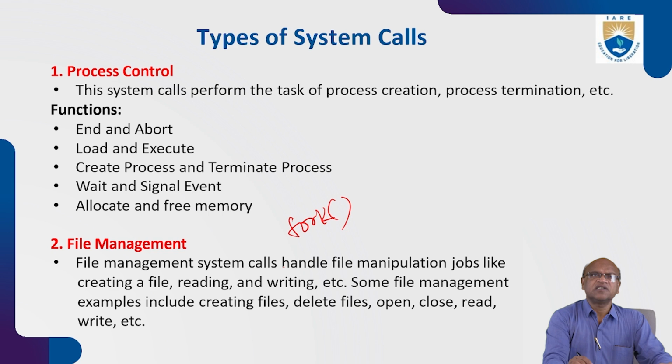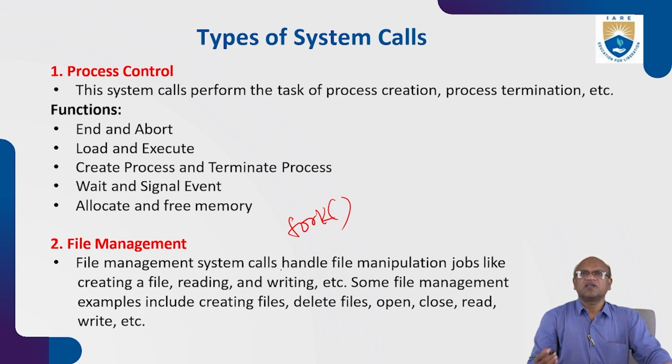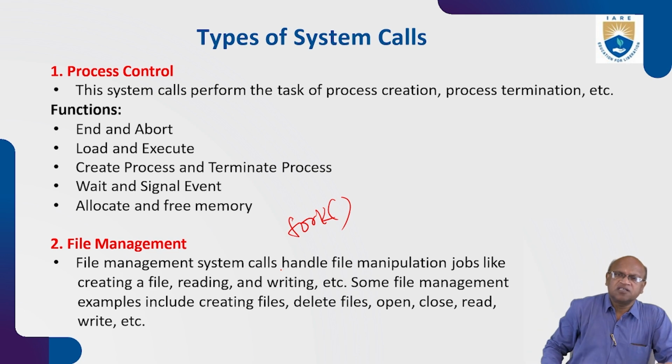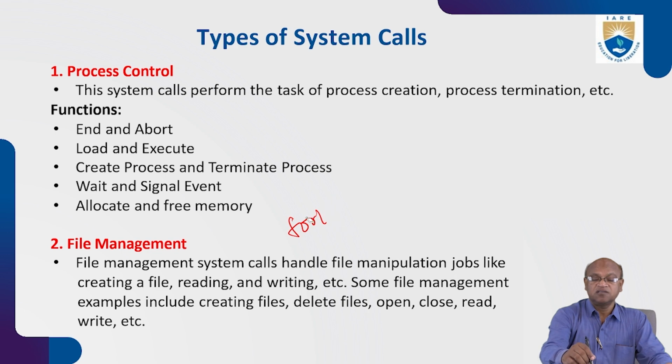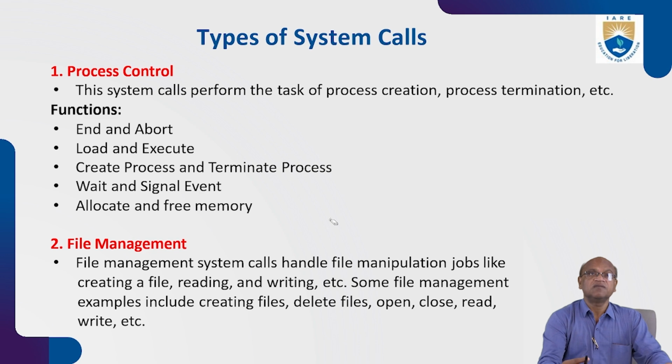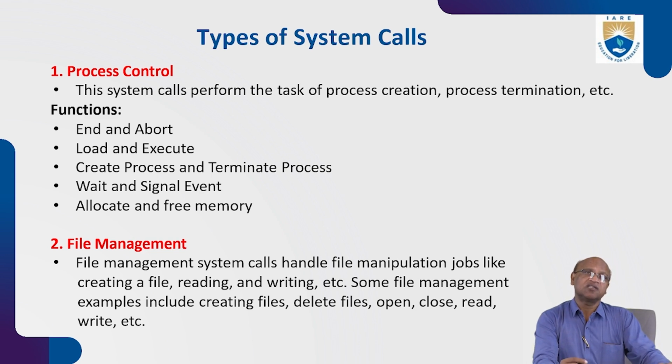Wait and signal event, allocate and free memory. Freeing memory is nothing but deleting some program, which means vacating the memory or making memory free. Everything is done by the system calls only. The system calls have the direct interface with the hardware. That's my intention. So in process management, these are the system calls involved in process management or process control.